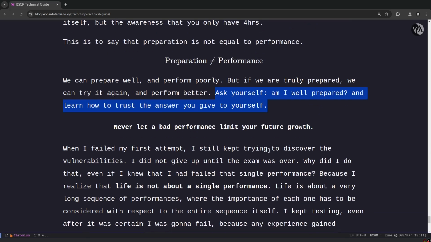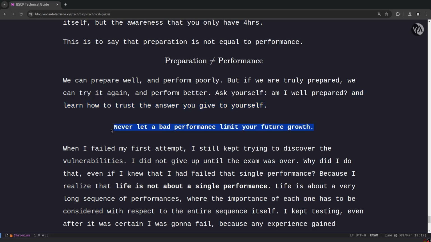And so here comes a lot of awareness: ask yourself, am I well prepared? And learn how to trust the answer you give to yourself. And how do you trust this answer? I think it comes down to the methodology and to the study path that you use to prepare yourself. How did I learn about these vulnerabilities? Do I have a conceptual understanding of the vulnerabilities? Do I know the different ways in which I can exploit these vulnerabilities? You do not need to be a master in these things, but you need to have solid conceptual understanding and a practical intuition over how you would exploit it.